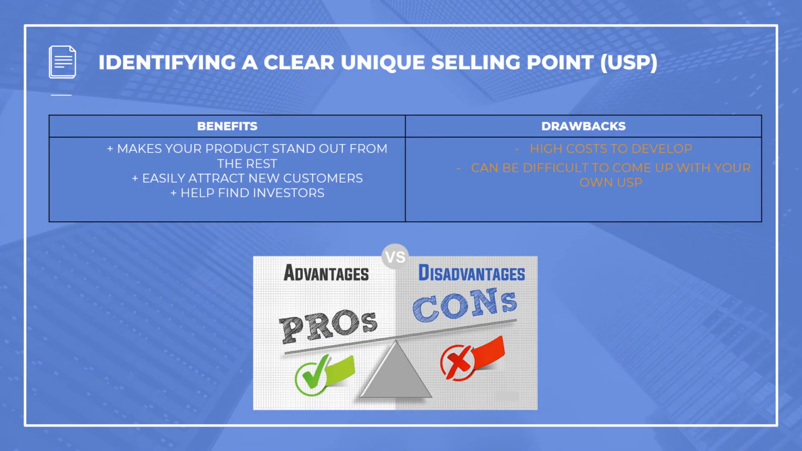The benefits of a clear, unique selling point are that it makes your product stand out from the rest. It can also easily attract new customers, and it can also help to find investors. The drawbacks of a unique selling point are that it costs quite a lot of money to develop your product and make sure that it stands out from the rest. It can also be very difficult to come up with your own USP.